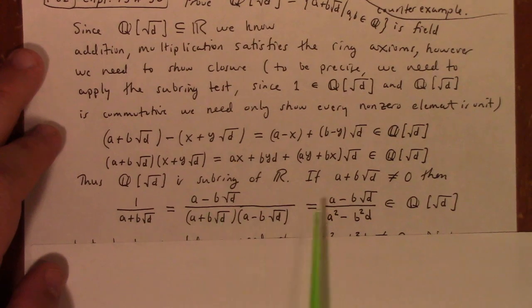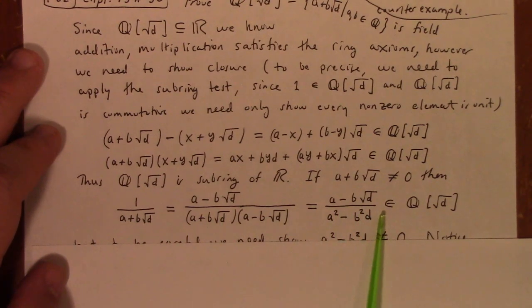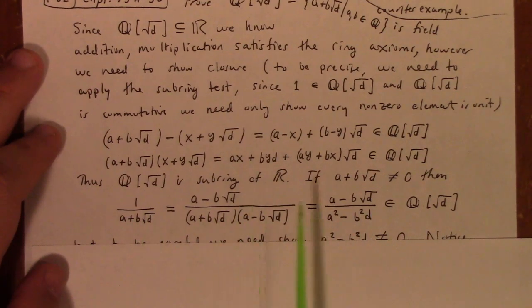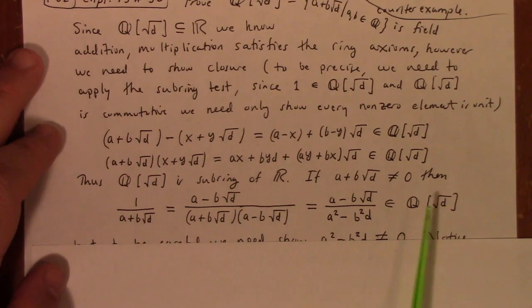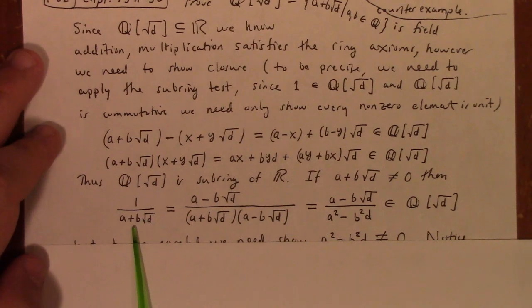And that real number can be rewritten like this, at which point you can say, aha, it's a rational number plus another rational number times the square root of D, which means it's in this set right here. And so apparently the multiplicative inverse is again in here, which means that every non-zero element of this is a unit, has a multiplicative inverse.